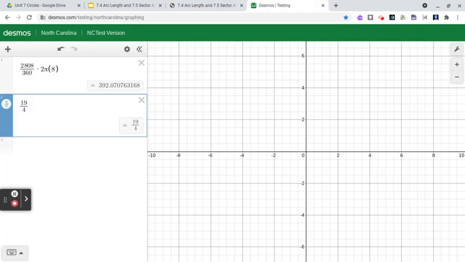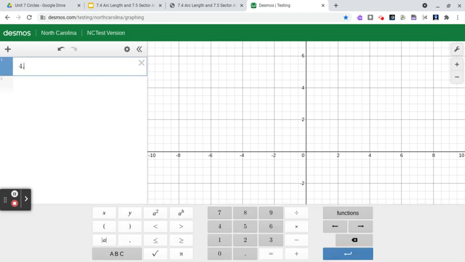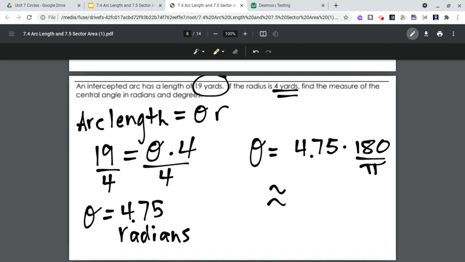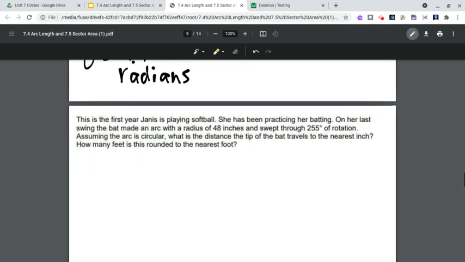We go straight to Desmos. 4.75 times 180 over pi. And we get a degree measure of approximately 272.15. So theta in degrees is approximately 272.15 degrees. As a radian measure, it's 4.75 radians. One more with arc length.